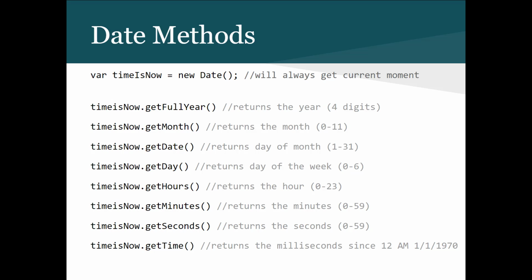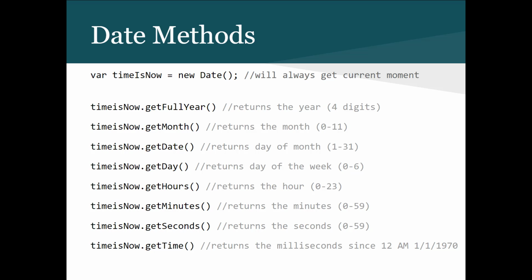Time is now is storing the default date value, which is what time it is on your computer. Get full year does exactly that, gets the full year. So this year is 2021, and that is the value it would return. Get month returns a value of 0 to 11. January is 0, February is 1, March is 2. The month value is 1 less than how we would write it normally. Feel free to complain and you'll get sympathy from me, but it won't do you any good. Can't change it, just gotta live with it.